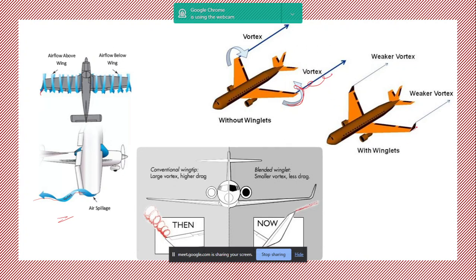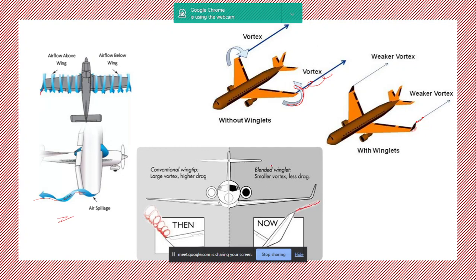If there is a winglet, that sudden interaction happens only at this small tip. So you have smaller turbulence, smaller vortices generated, which I think you can see clearly here. If there is no wingtip, large vortices are generated because that entire edge contributes towards this interaction. But if you have a wing tip, vortices are generated only at that point.